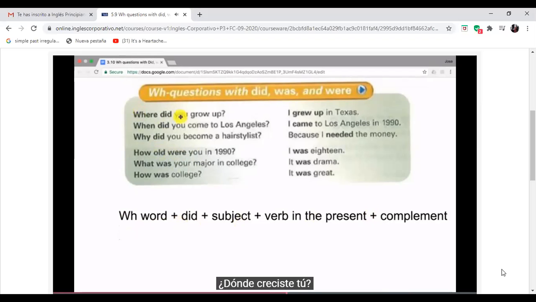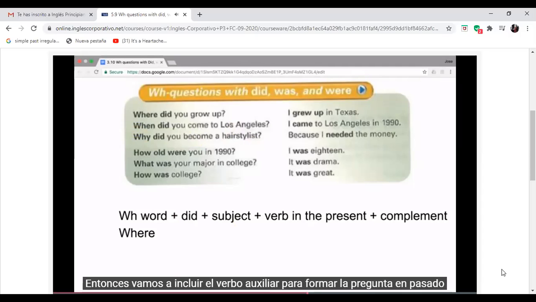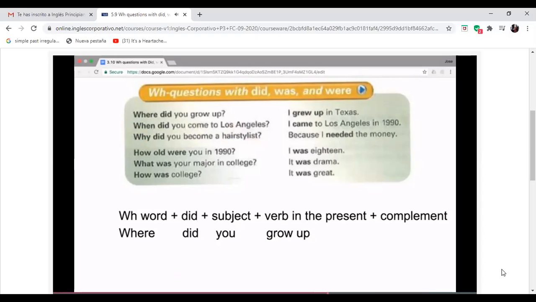Where did you grow up? When did you come to Los Angeles? Why did you become a hairstylist? First, we're going to add a WH word, where. Then we will include the auxiliary verb to form the question in the past, did. After that, we need to add the subject, you. Next, we include the verb in the present tense, grow up. Finally, we can add a complement. In this case, there is no complement.